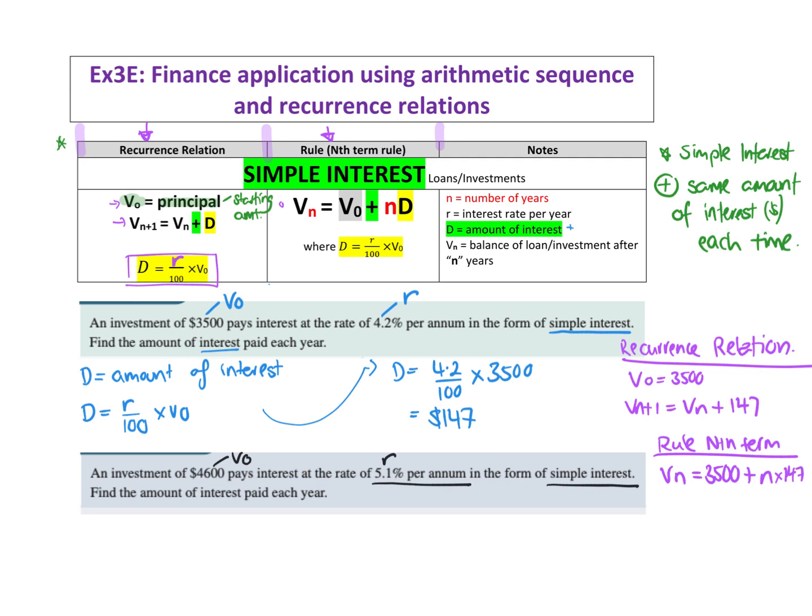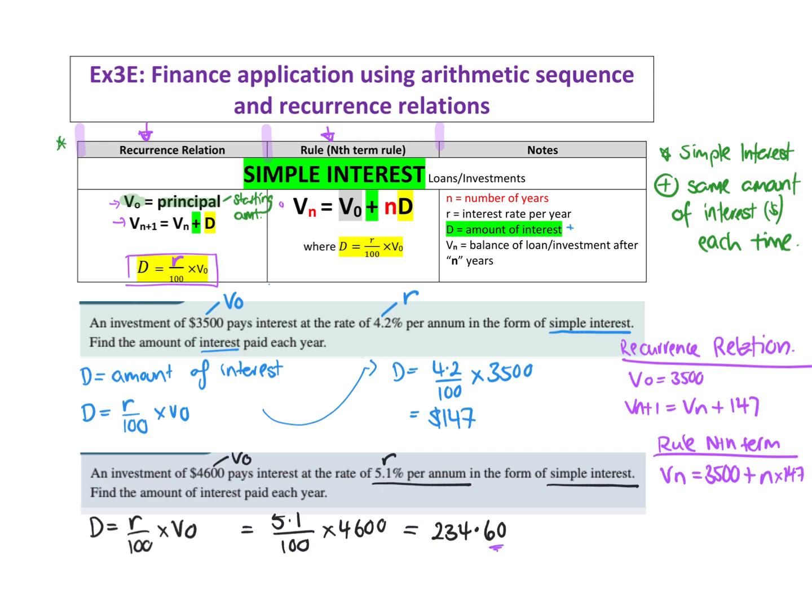Now it says find out the amount of interest. So we know that's the D value. So write out the formula. And then, I'll just do it here. So it's 5.1 divided by 100 times 4,600. So if you do that on your calculator, you get 234.60. Now, you're going to see me always rounding now to 2 decimal places.